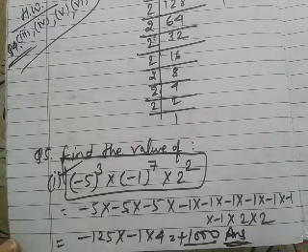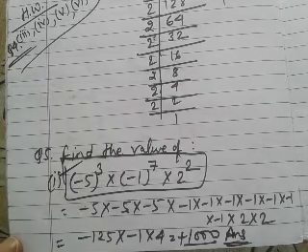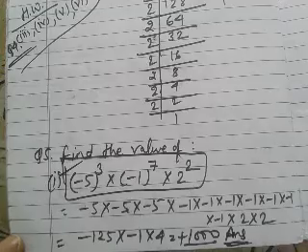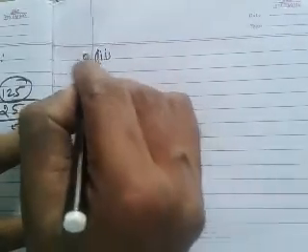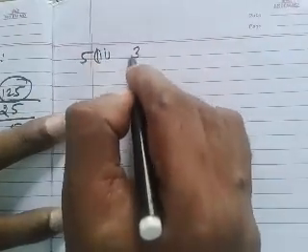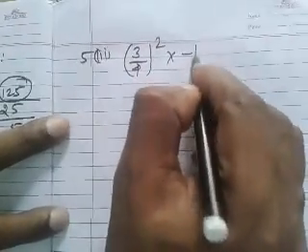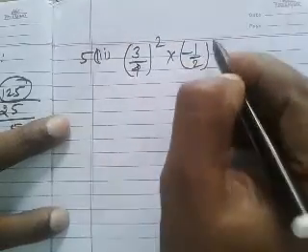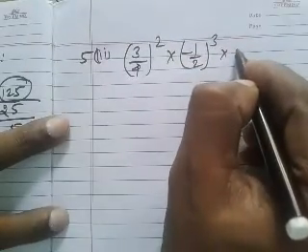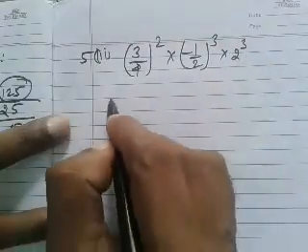Let us do another question. At this time we take question number 3. Question number 3 is of 5: 3 by 4 raised to the power 2 multiply with minus 1 by 2 raised to the power 3 multiply with 2 raised to the power 3.